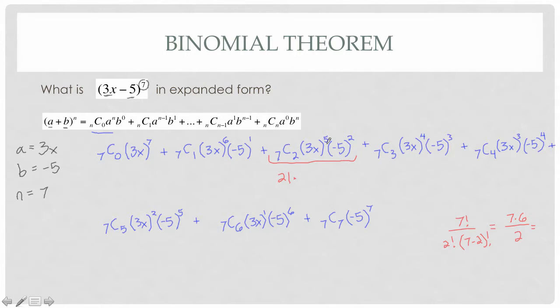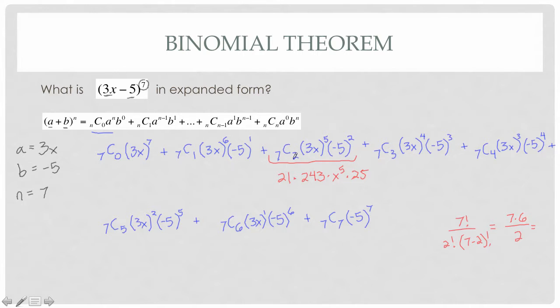That's going to multiply 3x to the 5th. So 3 to the 5th power is 243. So it ends up being 243 times x to the 5th power. And then we have negative 5 squared, so times 25. So there's all the parts.